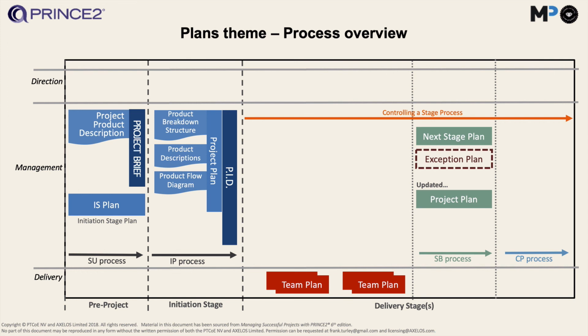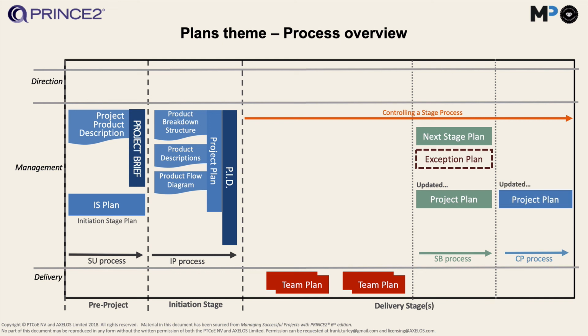And then we have the team plans as well. So during the controlling a stage process, the project manager is always handing out work to the teams in something we call work packages. So once a team gets a work package, which is a group of product descriptions to create, they will create their own plan on how they will break down this work and deliver the products that meet the quality requirements. It's up to them how to do it. Every team can work differently. The project manager doesn't care how they work as long as they deliver the products correctly. So that's how the teams work.